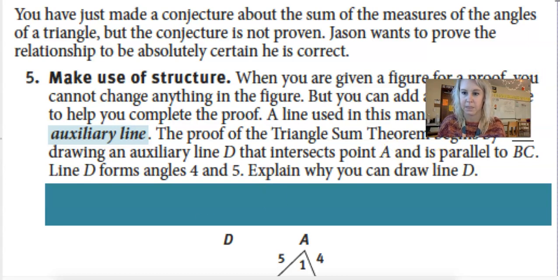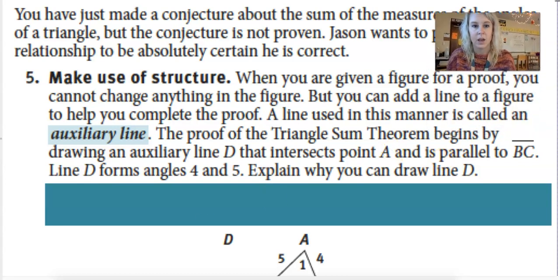So let's do that. When you are given a figure for a proof, you cannot change anything in the figure, but you can add a line to a figure to help you complete the proof. A line added in this manner is called an auxiliary line. The proof of the triangle sum theorem begins by drawing an auxiliary line D that intersects point A and is parallel to BC. Line D forms angles 4 and 5 and 6.